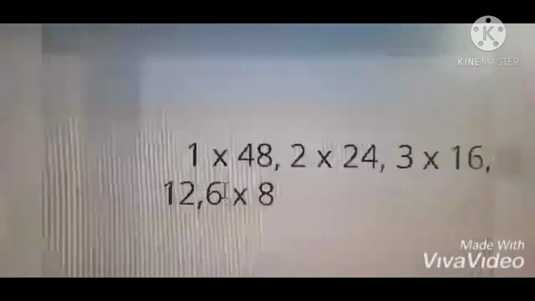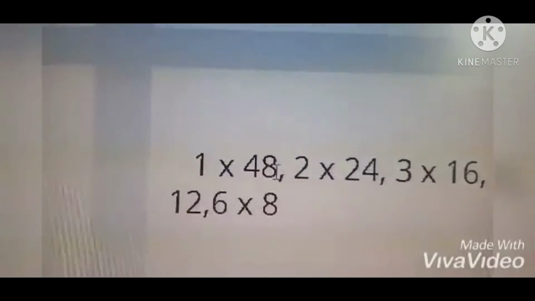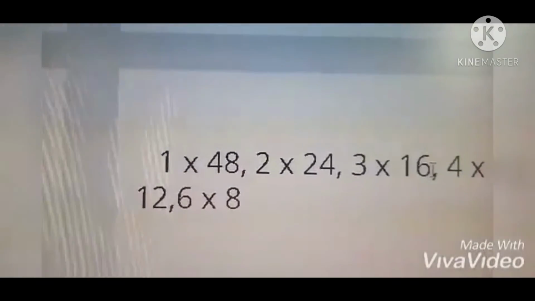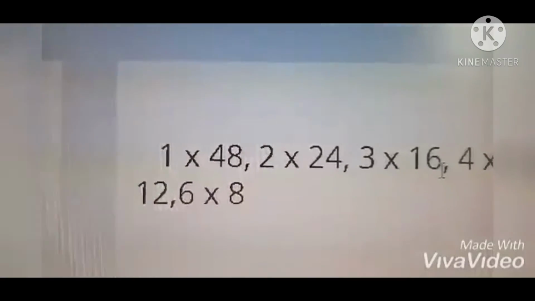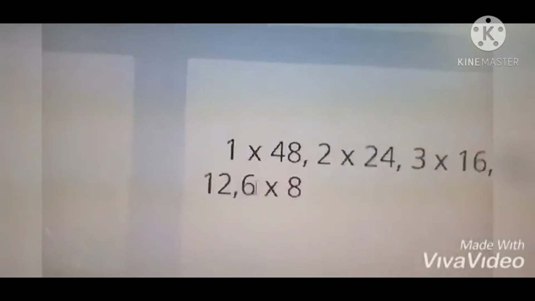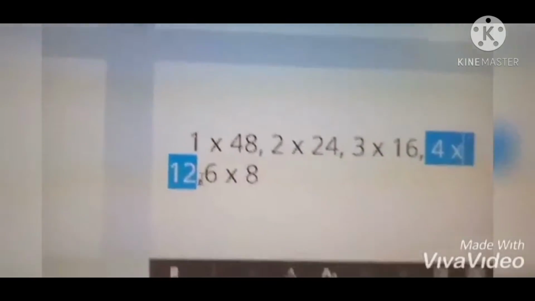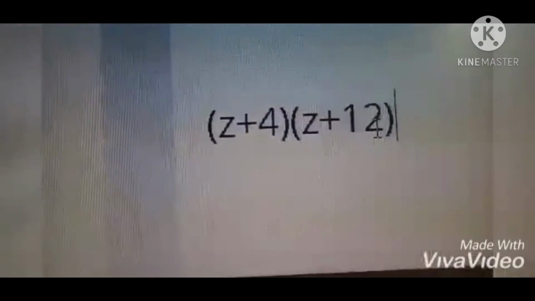So 1 plus 48 is 49. 2 plus 24 is 26. 3 plus 16 is 19. 4 plus 12 is 16. So we know the answer is 4 and 12. Here it is: z plus 4, and z plus 12.